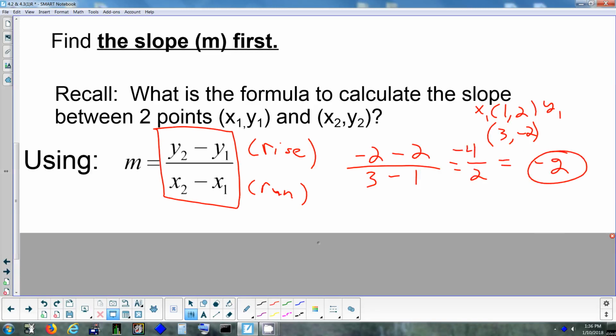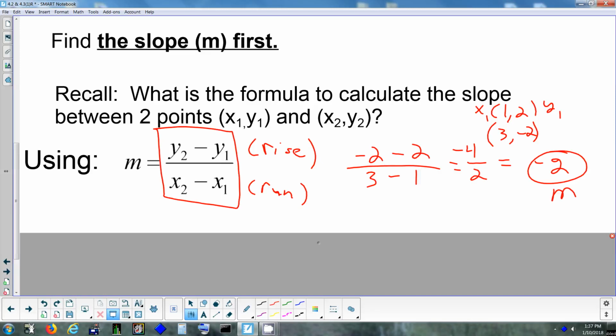All right, what did I just find? The slope. The slope is M. Okay. Now I've got M. Savannah, what else do I need? What else goes into the formula? We've got the M. What else?